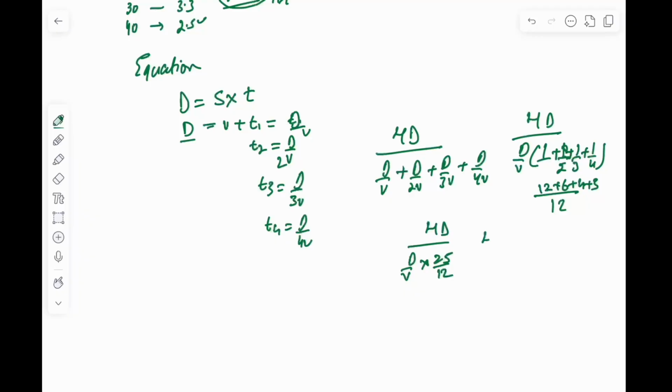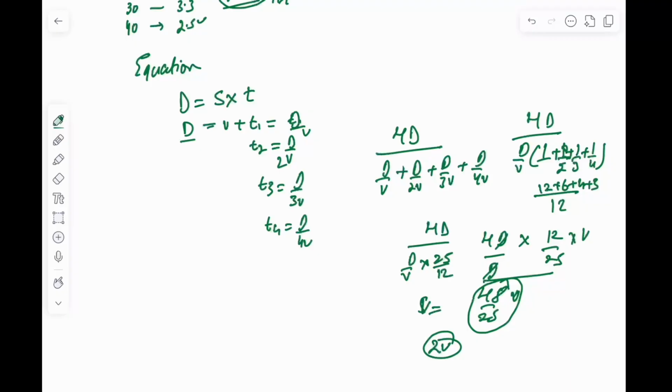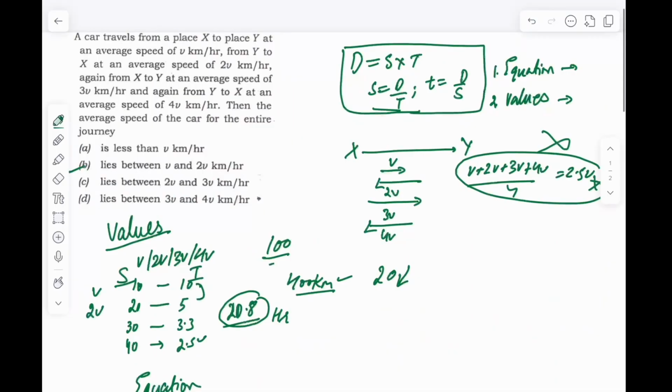Let's put this equation right. So we get 4d into 12 upon 25, and we get t here multiplied by v. So this gets subtracted, we get 48 by 25 v as the total average speed. So the speed we are coming up with, v, is basically this, so it is actually 48 by 25. So 48 by 25 would be what? Less than 2v, right? So 48 by 25 is less than 2v. So here also we are coming to the same point, it is between v and 2v.